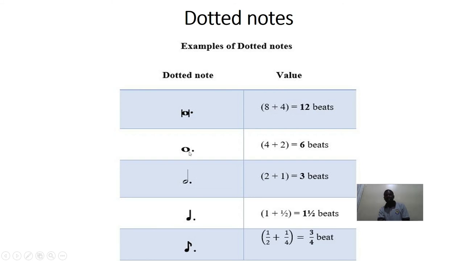Similarly, a dotted semibreve is 4 beats, the original, plus a half of 4, which is 2, to give us 6 beats. A dotted minim, on the other hand, is 2 beats long plus 1, which is a half of 2, to give us the 3 beats. A dotted crotchet is 1 plus a half, which is 1.5 beats. And a dotted quaver is a half plus a quarter, which is 3/4 of a beat.